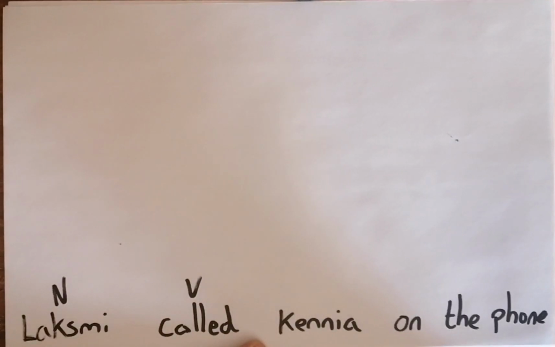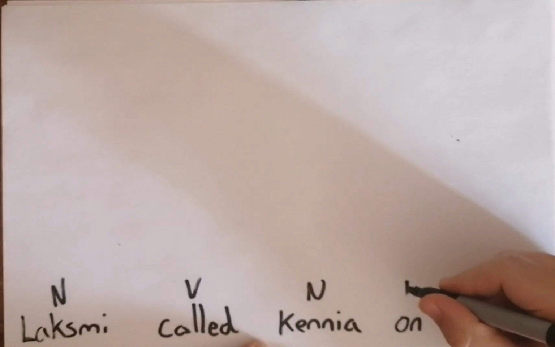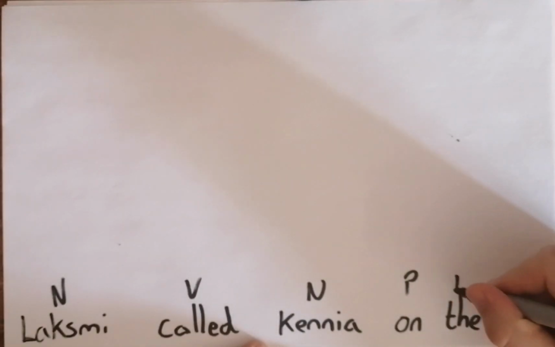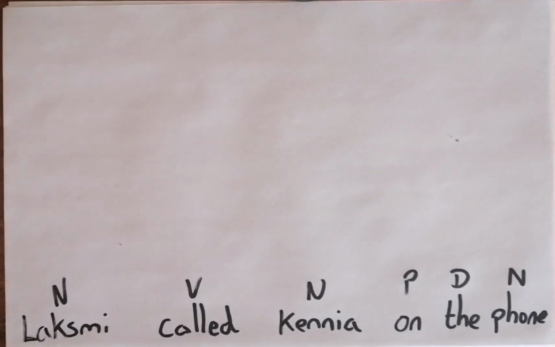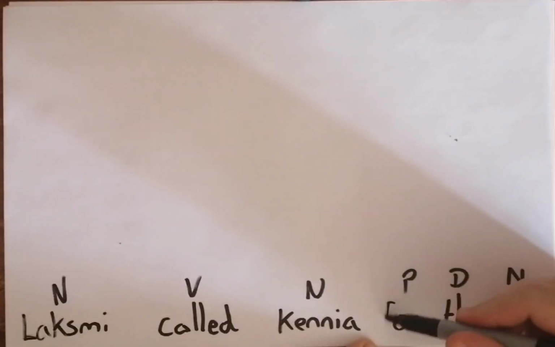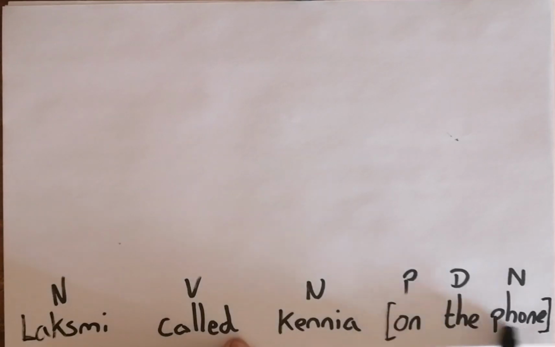So we have Lakshmi, which is a noun, called, and then the object of the call, which is Kenya. Then we have on the phone, which would be a preposition, and then a determiner, and then a noun. Now, I think just by intuition, we could say that on the phone is a constituent. So, for example, Lakshmi called Kenya on the phone, and Oscar called her via Facebook. Now we can replace that, and therefore we've got good evidence that that is a constituent.